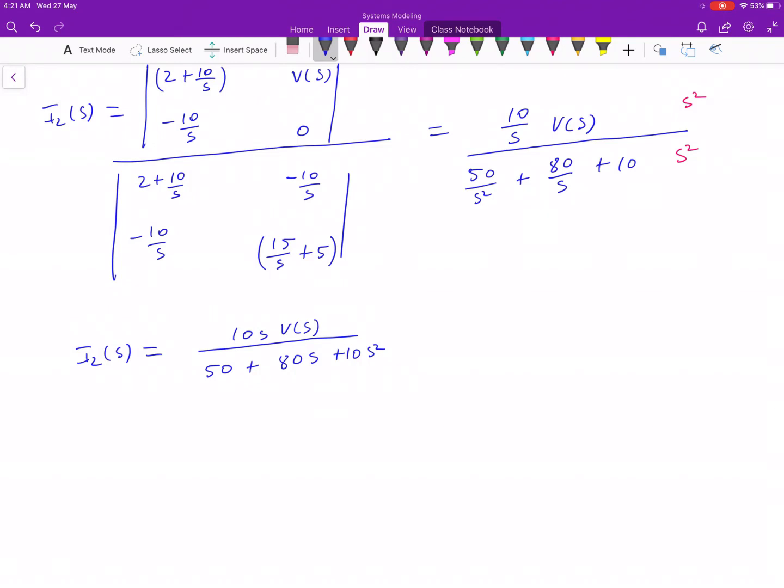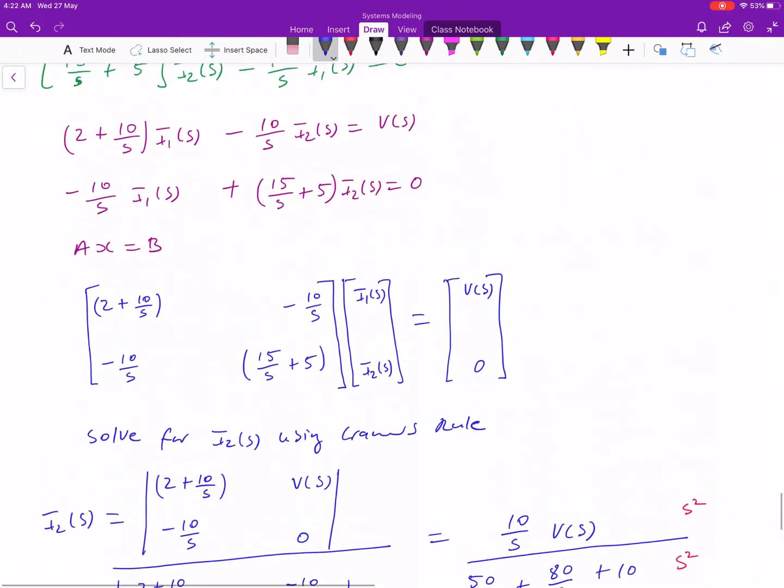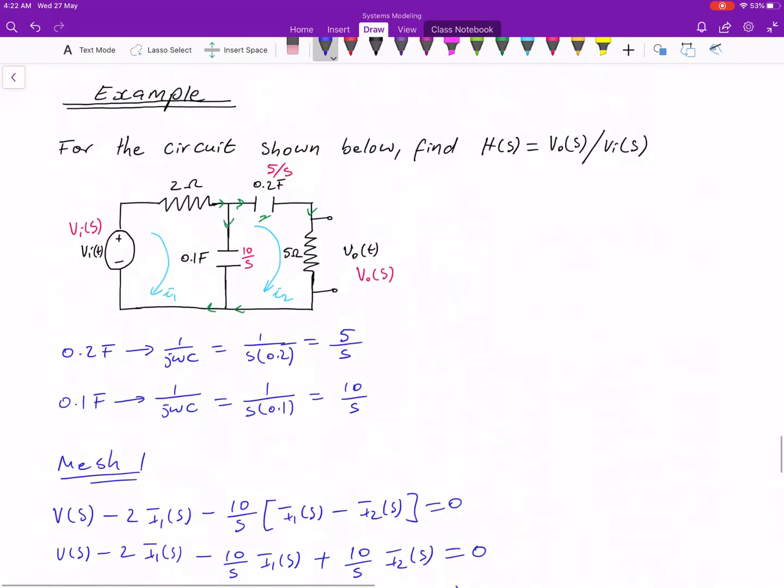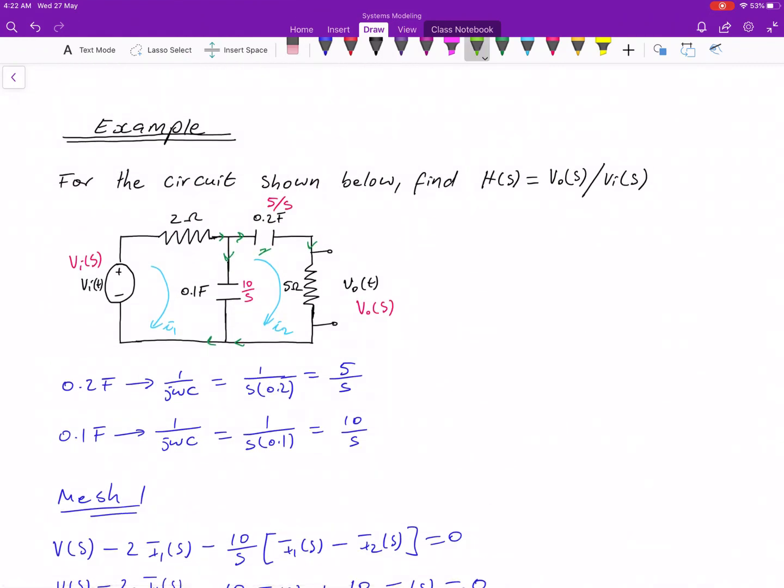Okay, so we know that V naught is the voltage drop across the 5 ohm resistor. So let me just go back to this circuit so that you can see. So we want the V naught, the voltage drop across this. So V naught is equal to the voltage drop across the resistor, basic Ohm's law, resistance times the current. So resistance is 5, the current is I2.